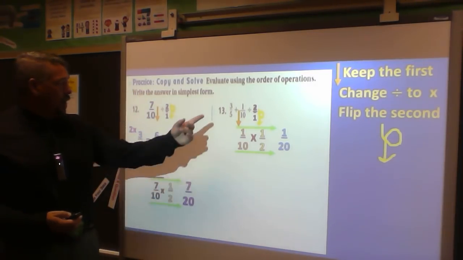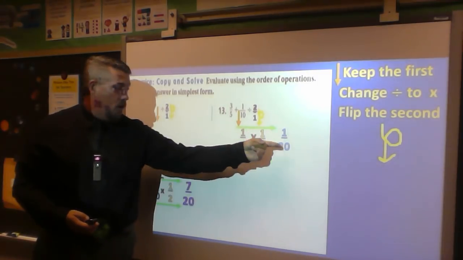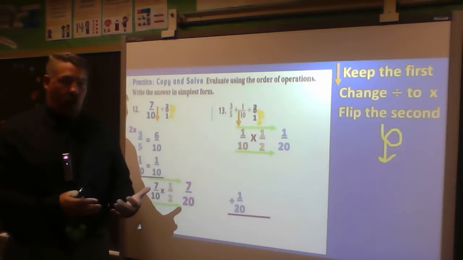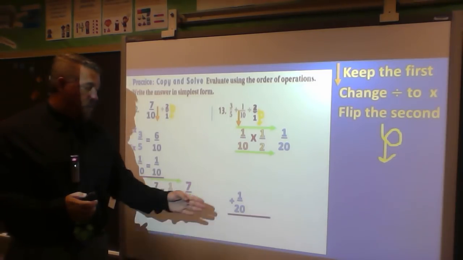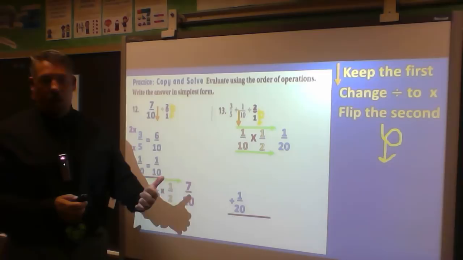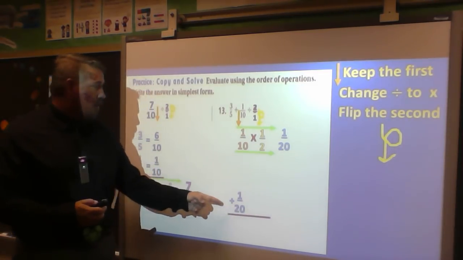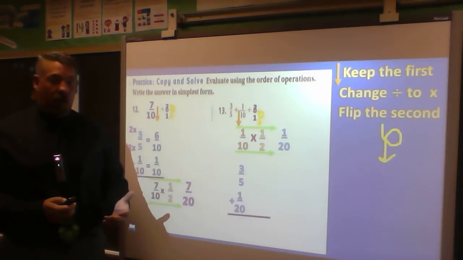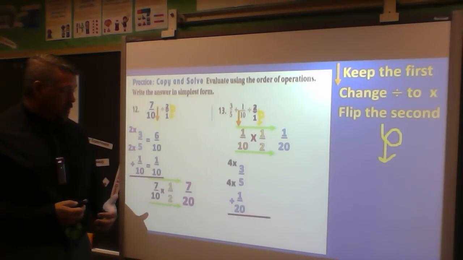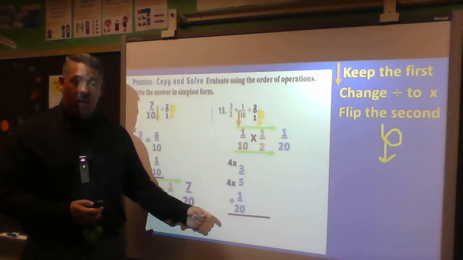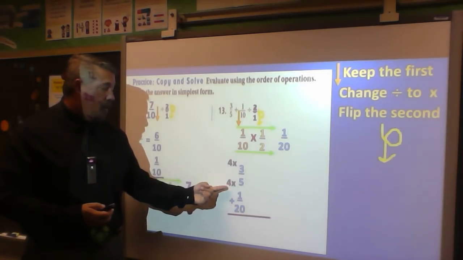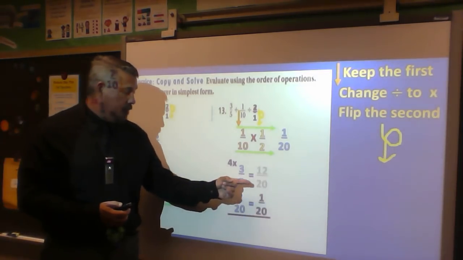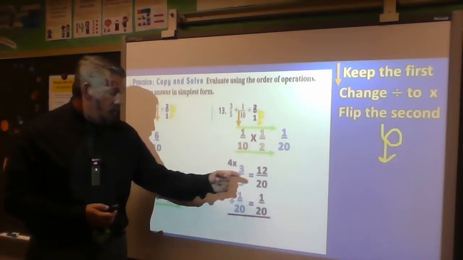Now what I have is 3/5 plus 1/20. So I usually prefer to stack my fractions. It is not required. I just think it's easier to see, especially when I don't have a common denominator. So I have my 1/20, and I'm adding 3/5 to it. I can see that 5 goes into 20 evenly, so I'm going to keep my 1/20 because that'll be my common denominator. So then I have to multiply 5 by 4 to get the 20 that I'm needing for my common denominator. So 4 times 5 is 20, and 4 times 3 is 12.